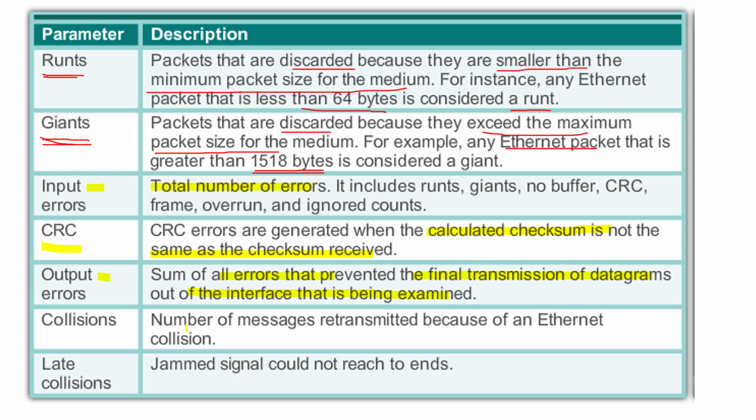So input error means the frames which are coming in. Output means the frames which are going out. So in that, how many errors are available?